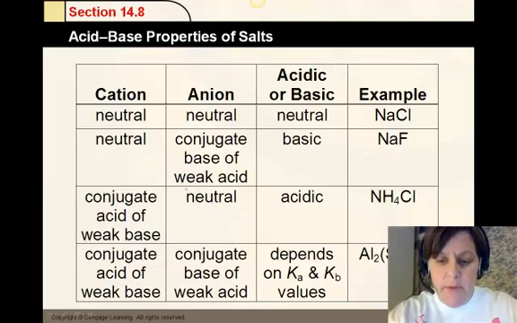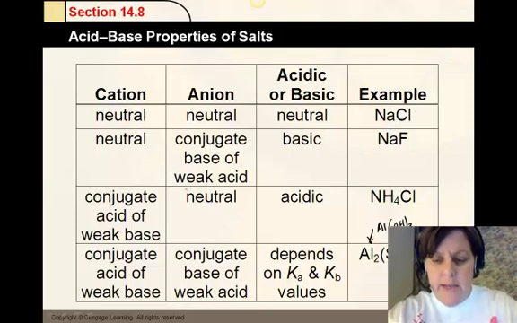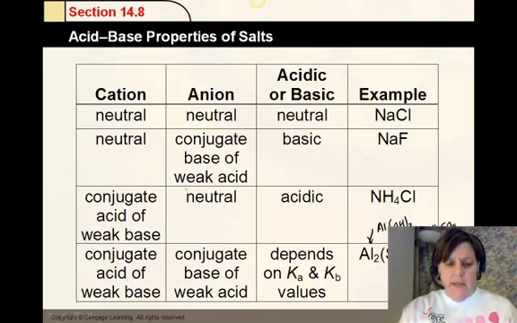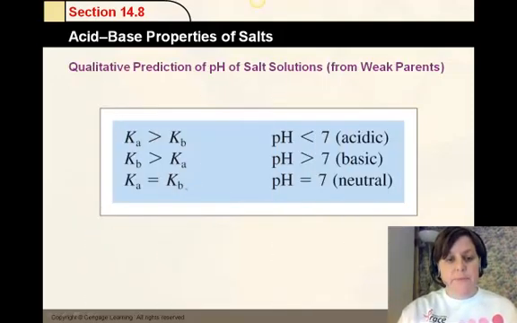Now, the last one, using my method, aluminum sulfate. Aluminum comes from Al(OH)3, and sulfate comes from H2SO4. So if both of them are weak, then you're going to have to figure out which is more important, the Ka or the Kb value.